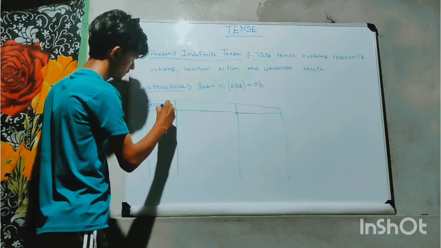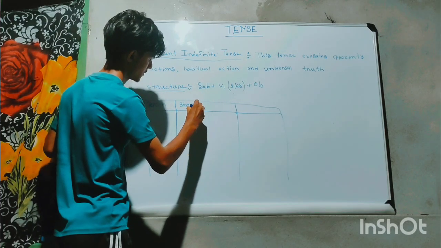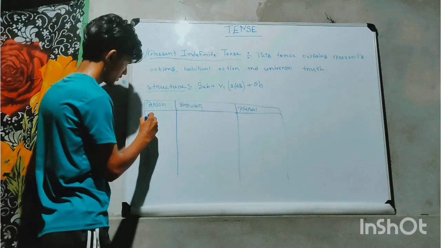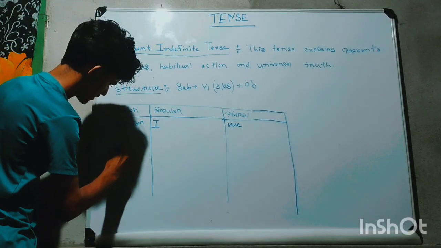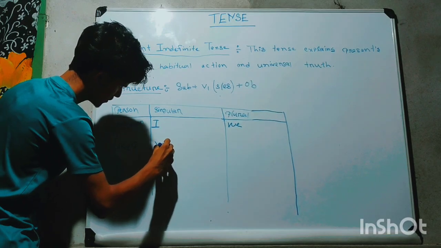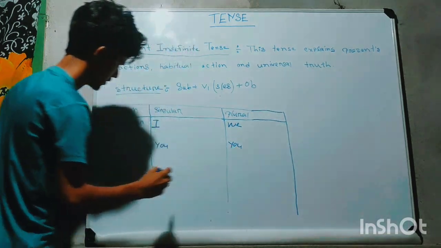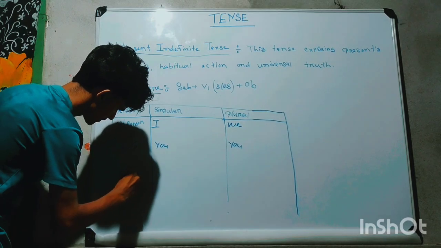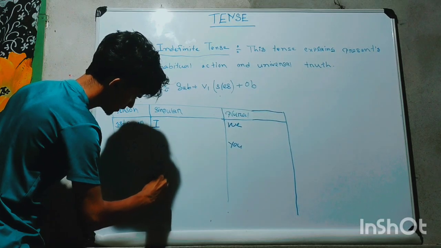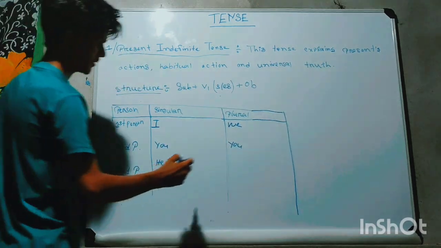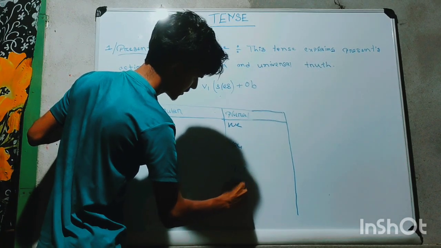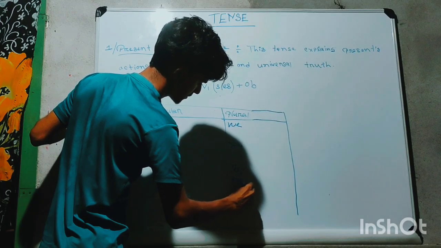Person, singular, plural. First person: I, we. Second person: you. Third person: he, she, it. And plural: they, boys, books.